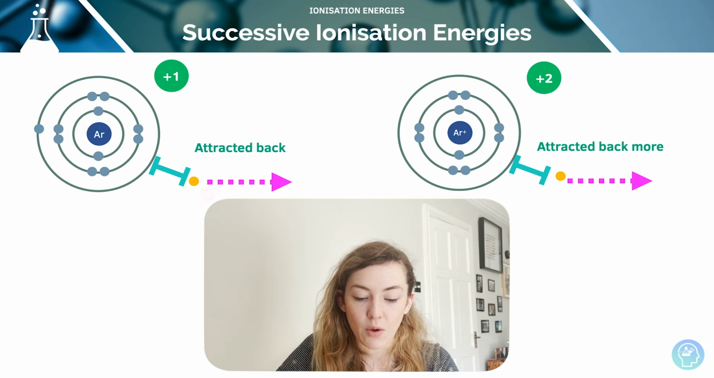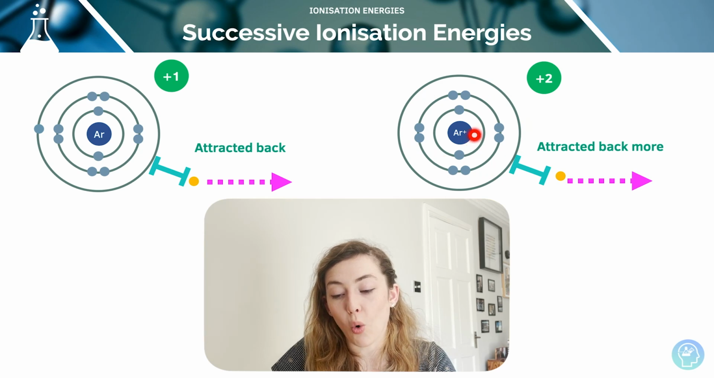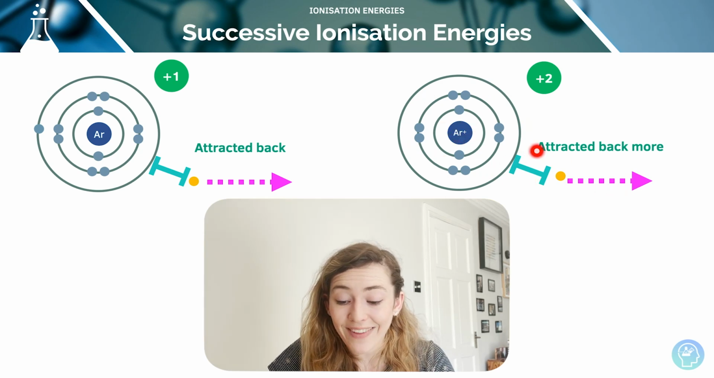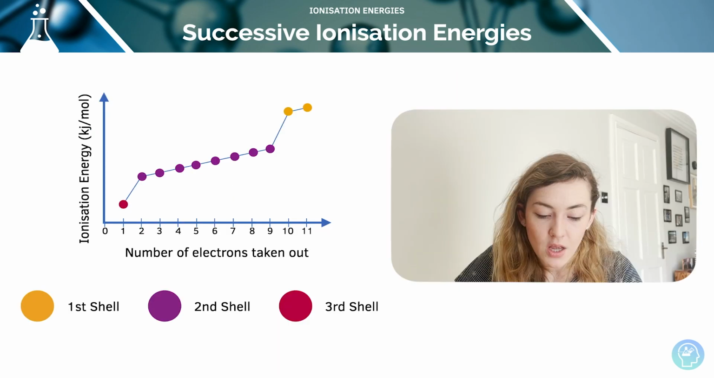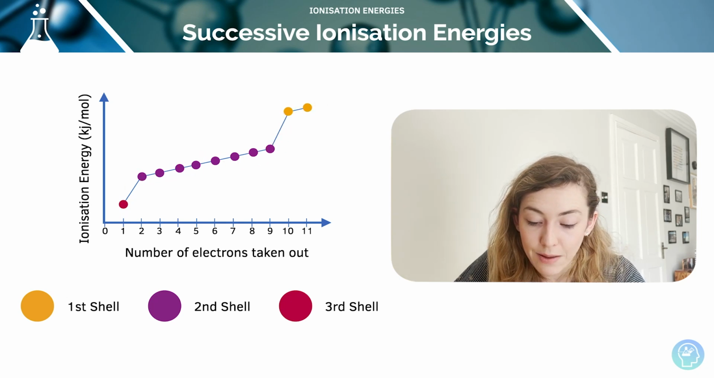And you're going to leave a 1+ ion, and there's going to be some attraction. And then with the second ionization energy, you've got a 1+ ion, and you're removing another electron, leaving a 2+, and that attraction is going to be even greater, and it's going to require more energy to overcome. So we've got a lovely graph here explaining the successive ionization energies of a particular element.